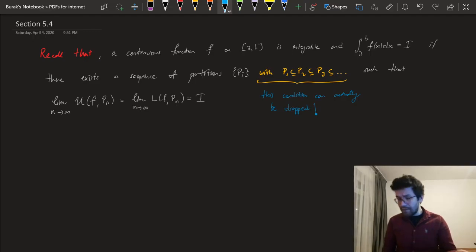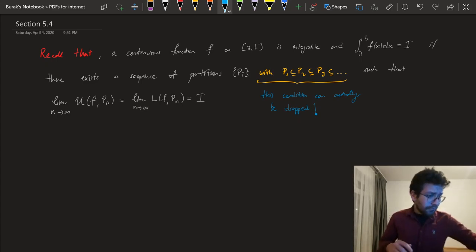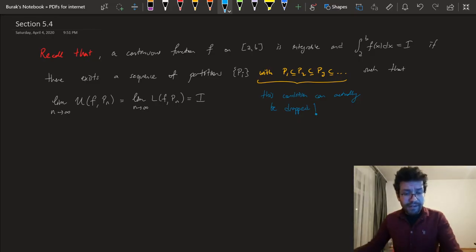And using this, we solved an example question. We computed the integral of x cubed over the interval [0, 1], which we found to be 1/4. Anyway, this was the definition, and I forgot to show this last time, so let me do it right now.